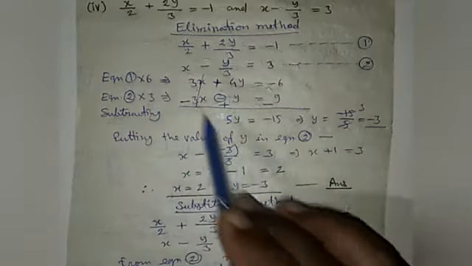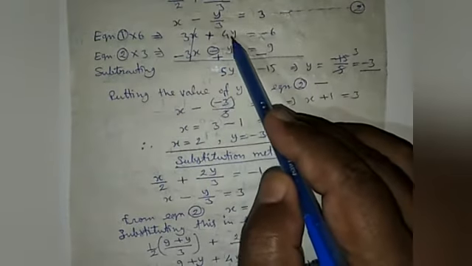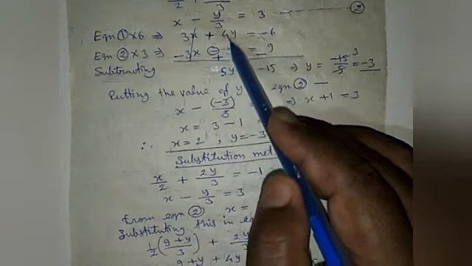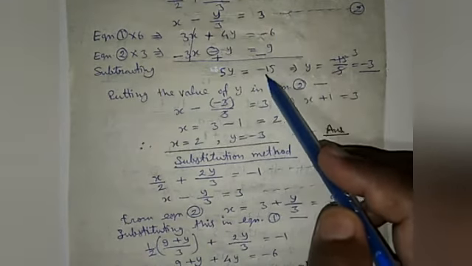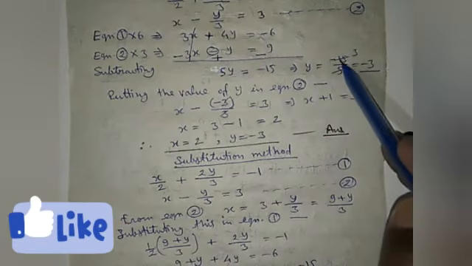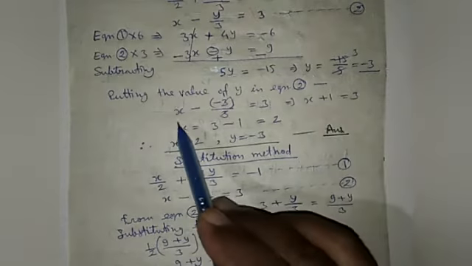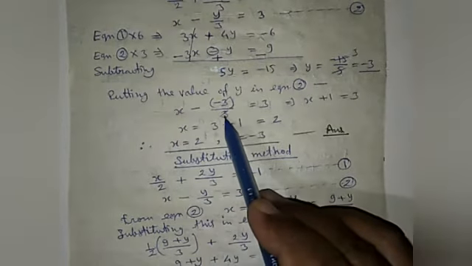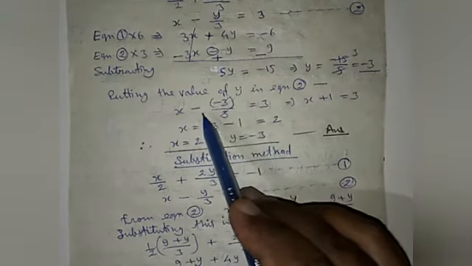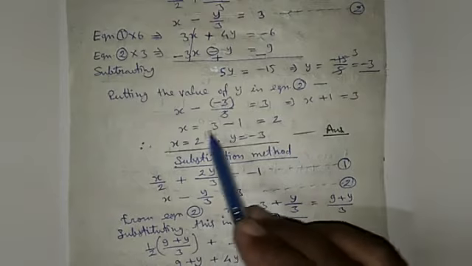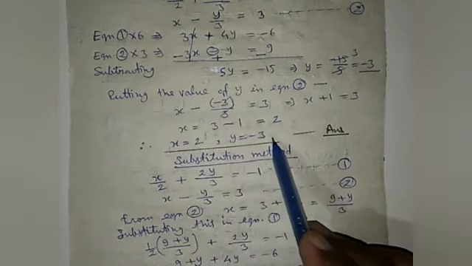Now subtracting, we get 3x and 3x are cancelled out, and 4y, here minus will be plus sign, so it is added, 5y equal to minus 6 minus 9, that is minus 15. So y equal to minus 15 upon 5, that is equal to minus 3. Putting the value of y in equation 2, we have x minus 3 upon 3, that is cancelled out, it is minus 1. Minus 1 into minus is plus 1. So x plus 1 equal to 3. So x equal to 3 minus 1, that is equal to 2. Hence the solution is x equal to 2 and y equal to minus 3.